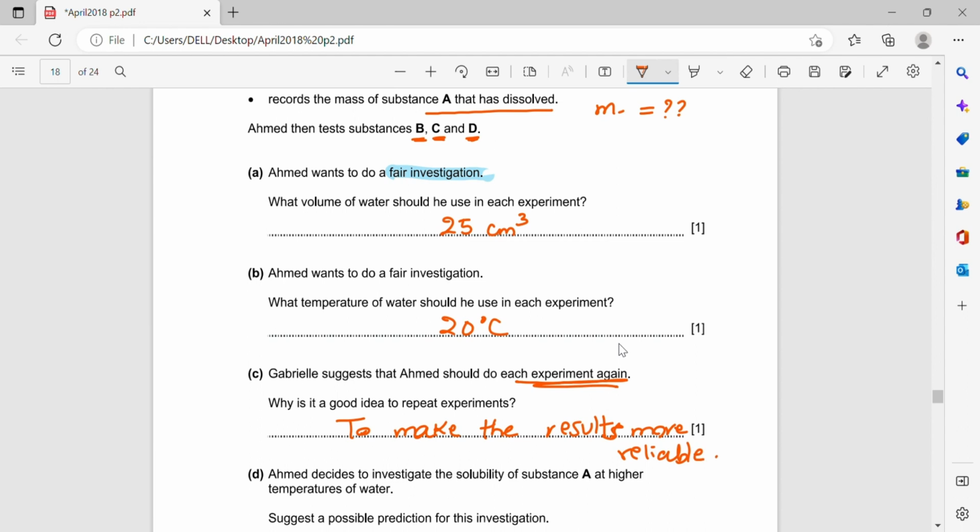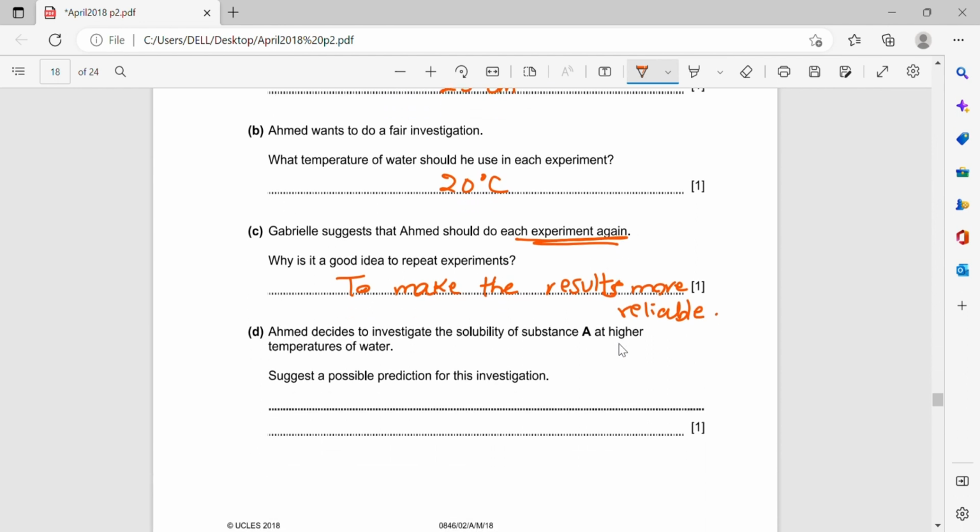Okay. Ahmed decides to investigate the solubility of substance A at higher temperatures of water. Suggest a possible prediction for this investigation. قلنا ال prediction هو الحاجة اللي أنا بقولها في بداية ال investigation. It might be right or wrong. طب هيعمل investigation at higher temperatures. يبقى what do you think might happen? What happens to the solubility when we increase the temperature?